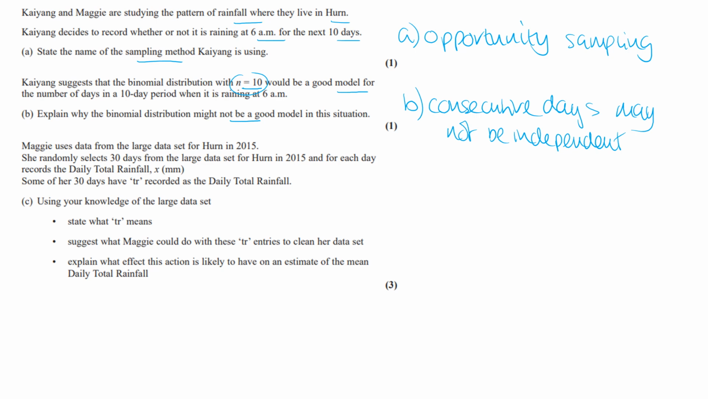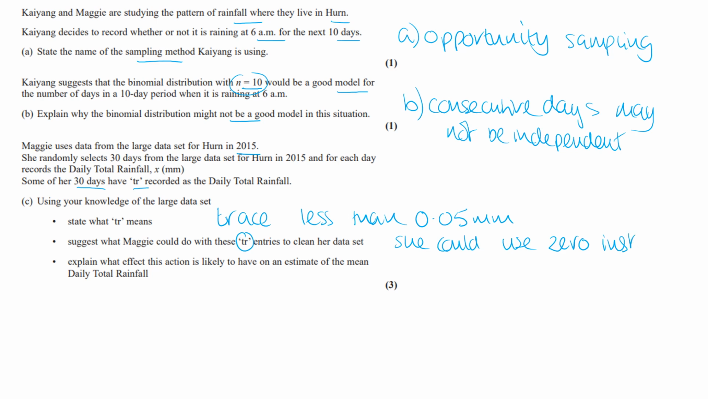Okay, next bit, Maggie uses data from the large data set in Herne 2015, selects 30 days, and some of her 30 days have this TR. Well, TR stands for trace, and that is less than 0.05 millimeters of rain. Suggest what Maggie could do with these TR entries. She could use 0 instead. So when she's going to do her calculations, she could just put in nothing because it's so small. She can just put in 0.